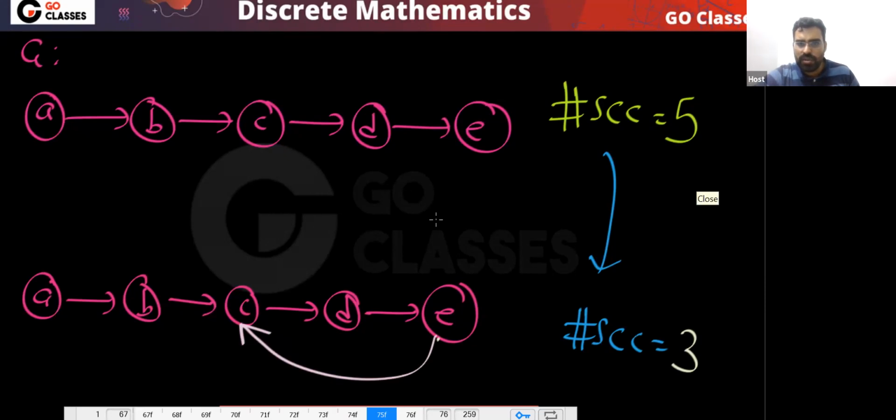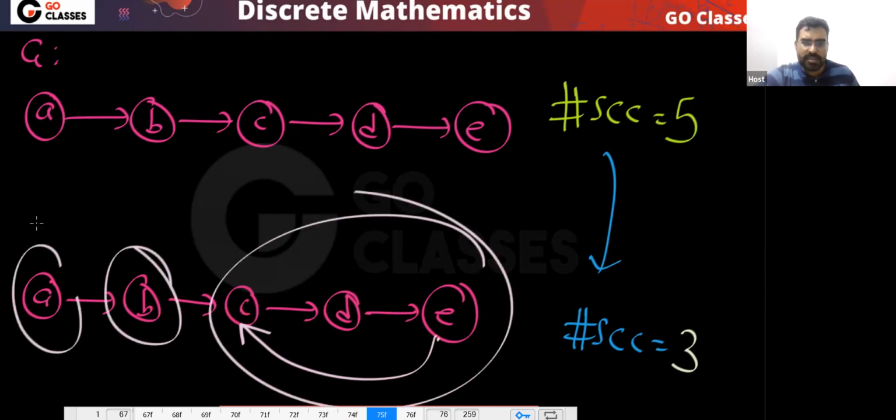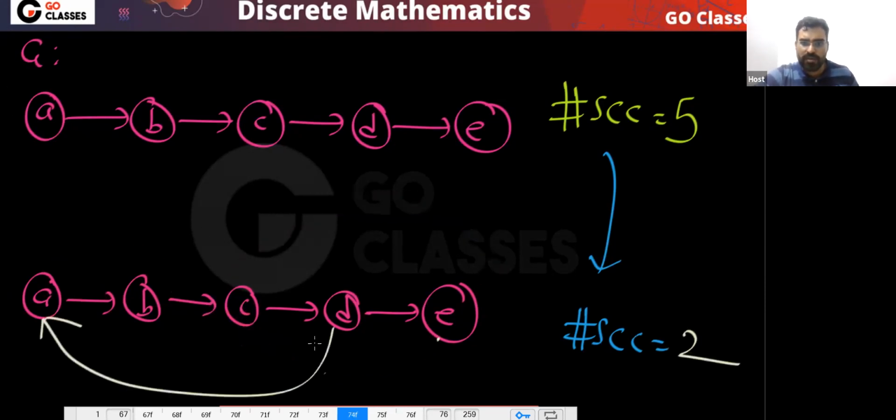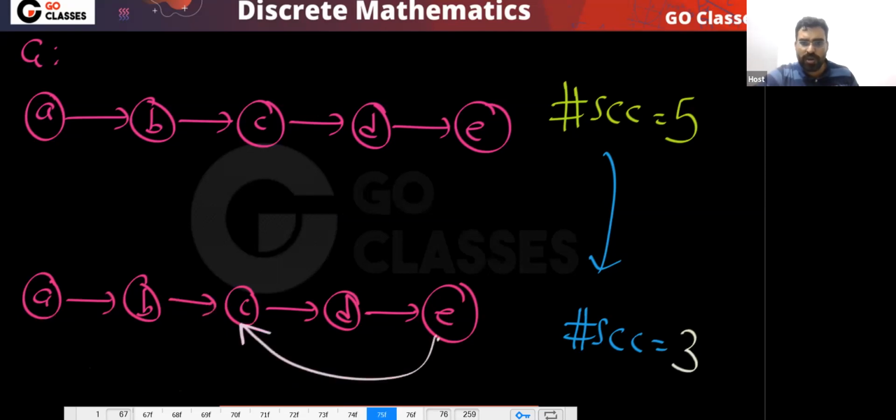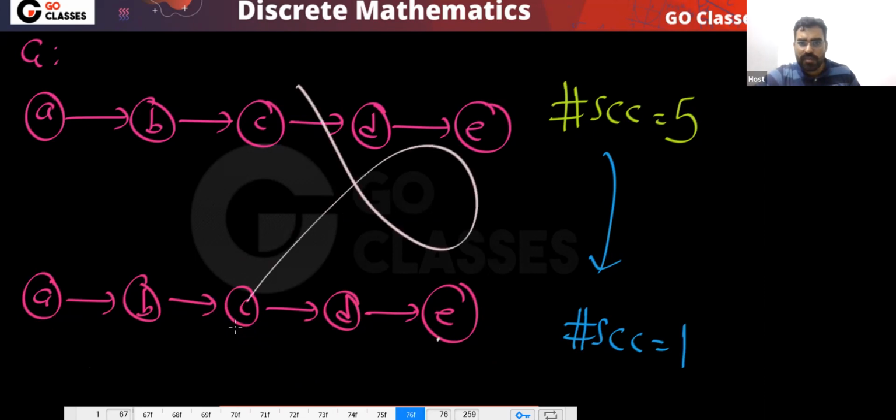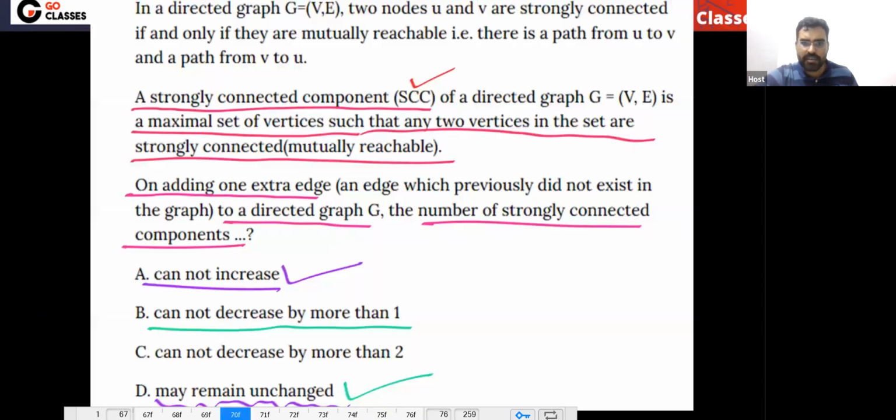If I do this E to C, now you can notice I have 3 components. Here you can notice a total of 2 components. Very simple. So can you notice you can bring down the number to anything? Yes or no? Is this clear?